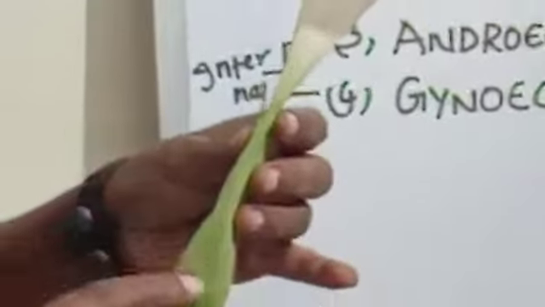And the next part is the corolla. This corolla is formed by the fusion of the petals. These are the petals. These petals are fused to form the corolla. These are the external parts of the flower.